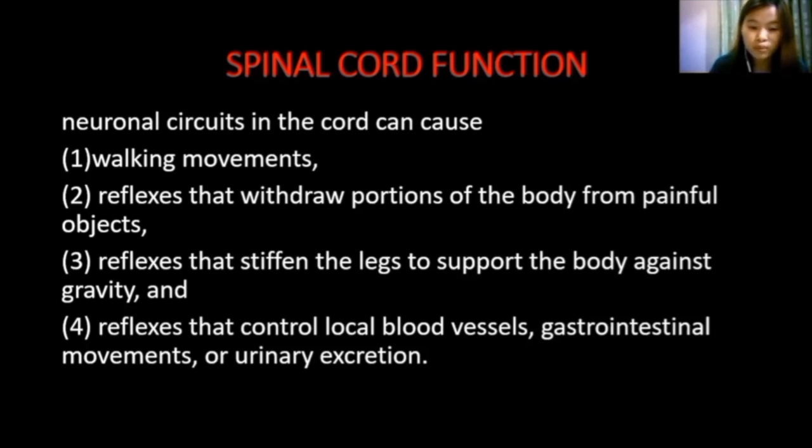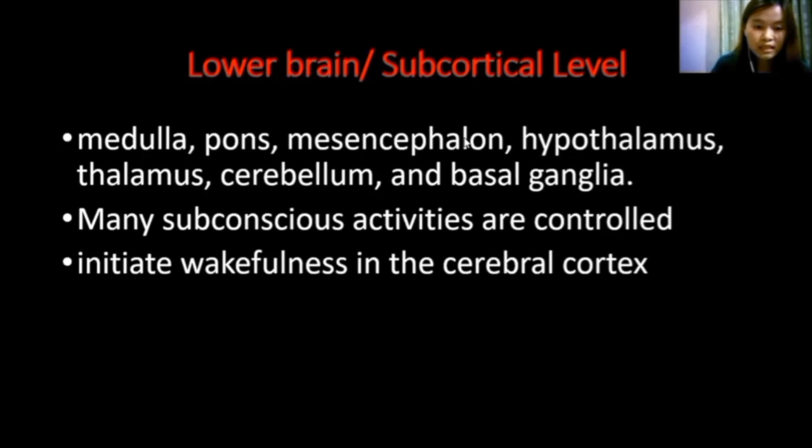So how does information travel in the spinal cord? We have two important structures found in the spinal cord: the white matter and the gray matter. The white matter conducts nerve impulses to and from the brain, and the gray matter receives and integrates incoming and outgoing information to perform spinal reflexes.